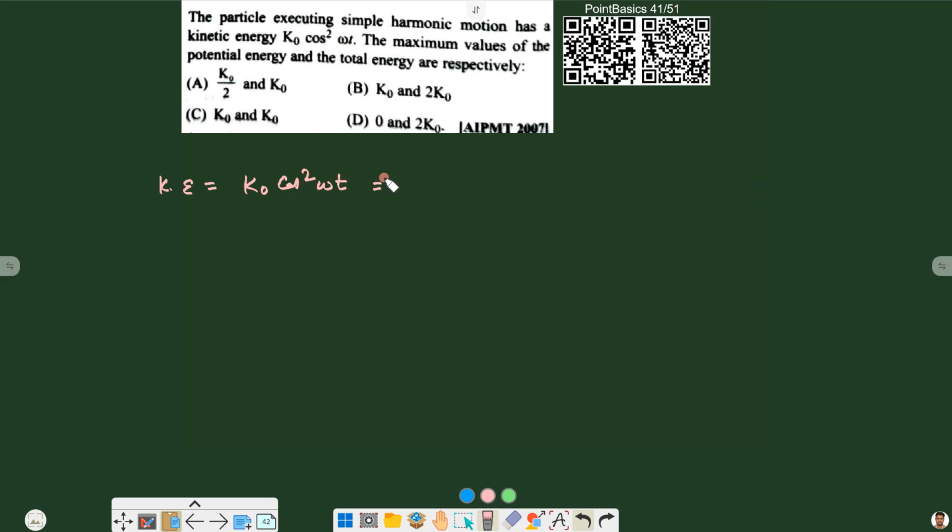Now we can write it like this: K node, cos omega t whole square. Now we have to find the maximum value of potential and total energy. The maximum value of cos omega t is 1, so the maximum value of kinetic energy is K node times 1 square, which is equal to K node.